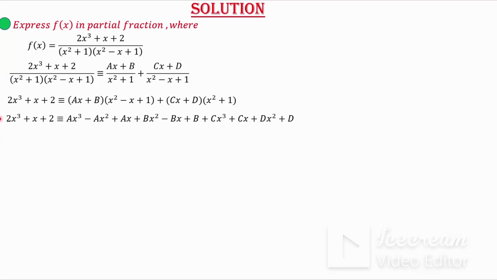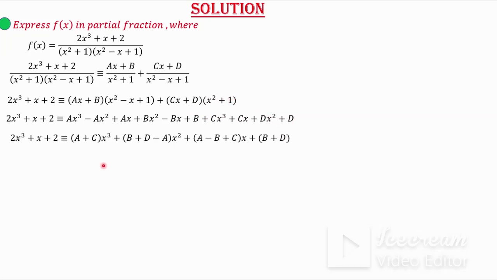Expanding the right hand side, we obtain 2x cubed plus x plus 2 equivalent to: ax times x squared gives us ax cubed, ax times negative x gives us negative ax squared, ax times 1 gives us ax, then b times x squared gives us bx squared, b times negative x gives us negative bx, b times 1 gives us b, cx times x squared gives us cx cubed, cx times 1 gives us cx, d times x squared gives us dx squared, and d times 1 gives us d.